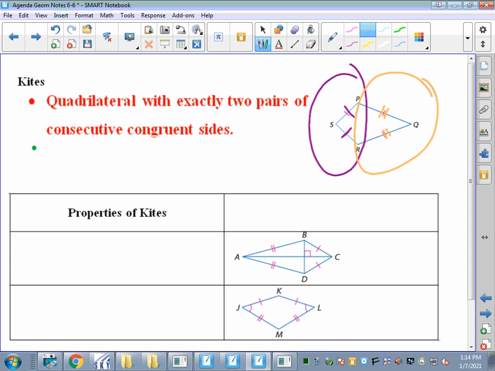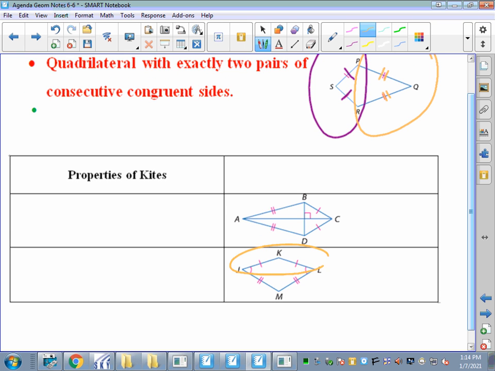And like the bottom example in this table, I noticed that sides JK and LK are congruent. So if I split that up, here's my one pair of congruent sides, and then here's my other pair of congruent sides. So just watch for how it's drawn. Sometimes that can be a little tricky.